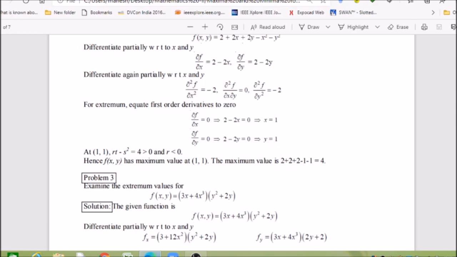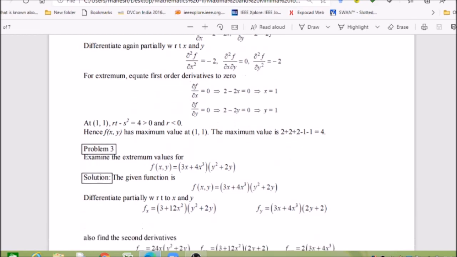So at (1, 1), rt − s² is 4, greater than 0, and r is −2, which is less than 0. So f(x, y) has maximum value at (1, 1). To get the maximum value of the function, substituting this point in the given function. So we get 4 is the maximum value of the function.